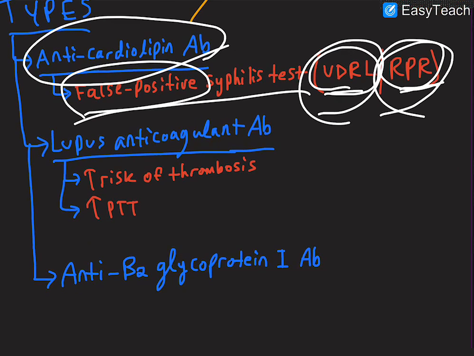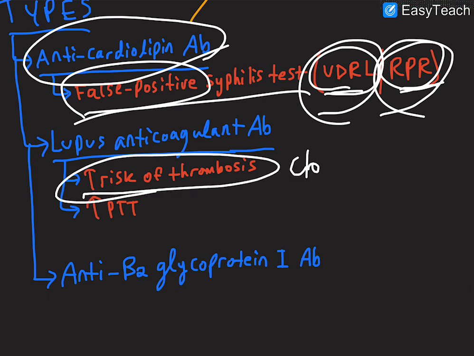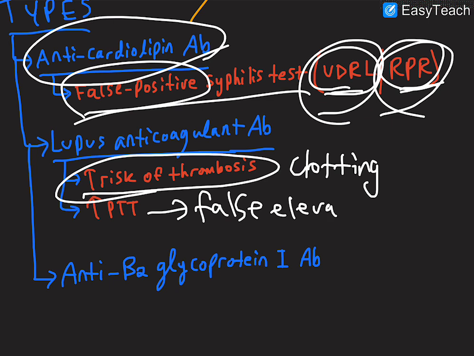So that's that. And then another antiphospholipid antibody to be familiar with is lupus anticoagulant. Okay. This is an antibody, and what it does is actually increase your risk of thrombosis, so clotting. But the weird thing is it falsely elevates your PTT. So this is a false elevation of your PTT, but the false elevation part's important.